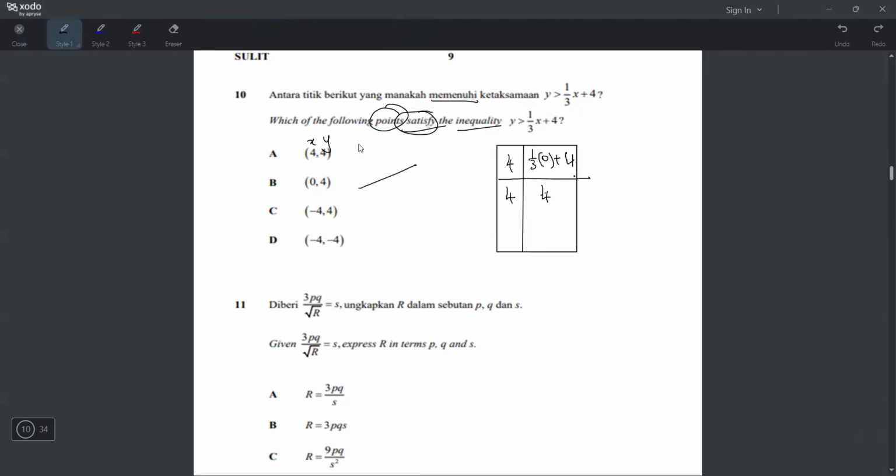Does it sit on the line, above the line, or below the line? Okay, just now for A, it sits below the line. The 4, 4. That's why A is wrong, because the shaded region is above the line. What about B?